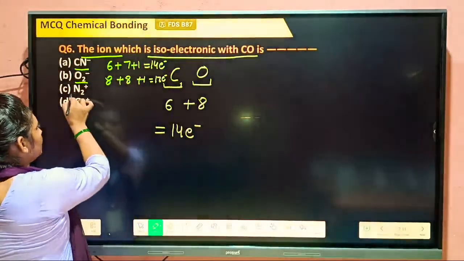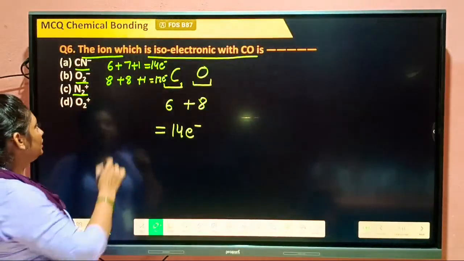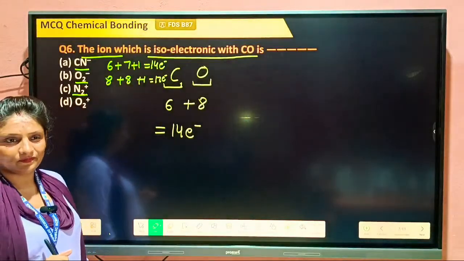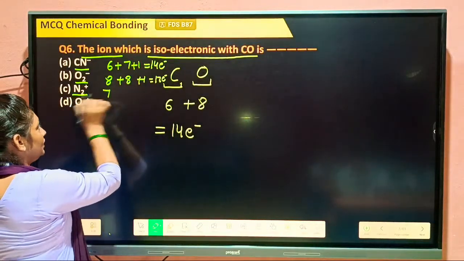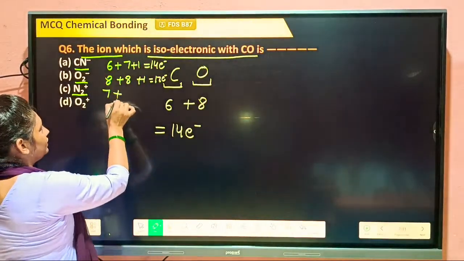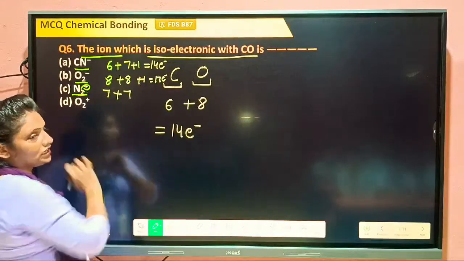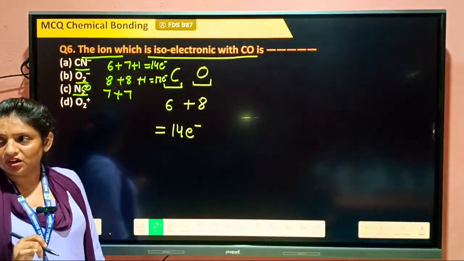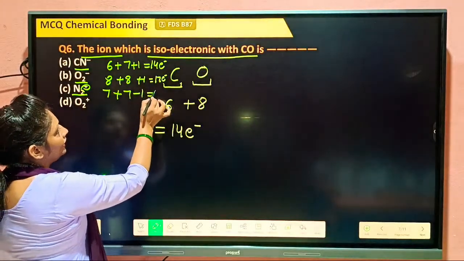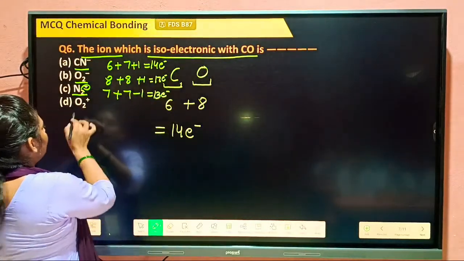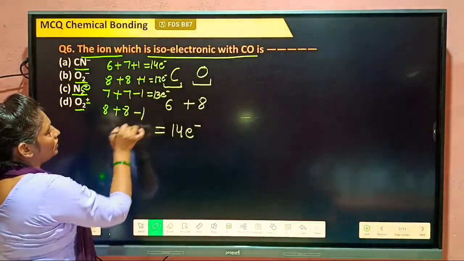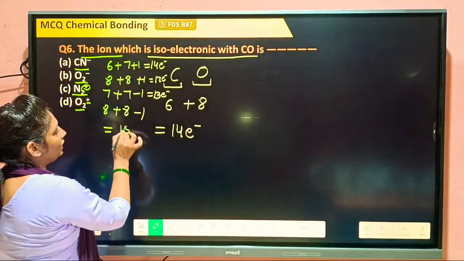And here, Karan, tell me, what is the atomic number of nitrogen? 7. There are 2 nitrogen, so 7 plus 7, plus 1 positive charge. 1 positive charge means 1 electron less, so minus 1. So there are 13. And here, 8 plus 8 plus 1 positive means 1 less electron, so 15 electrons.